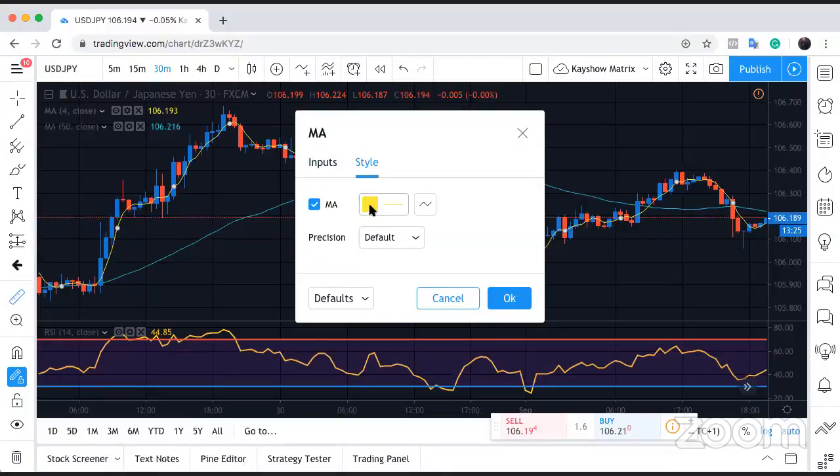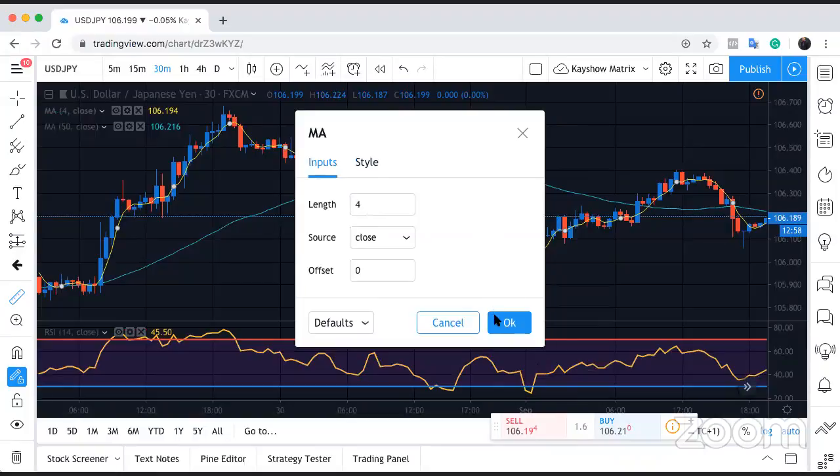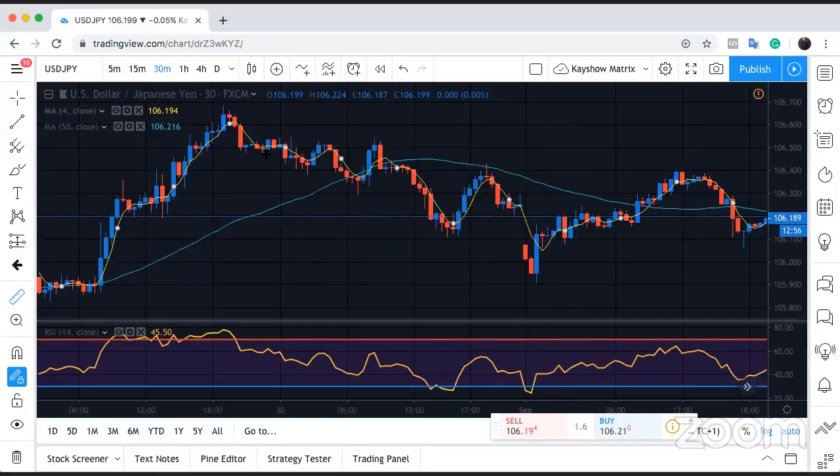You can click on this default and click on save as default, and it will save it as your default settings. You click OK, and that's it.